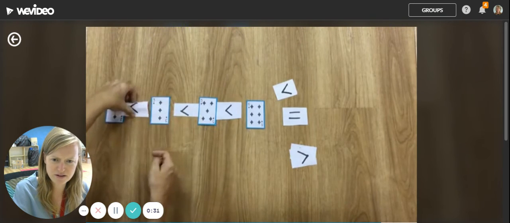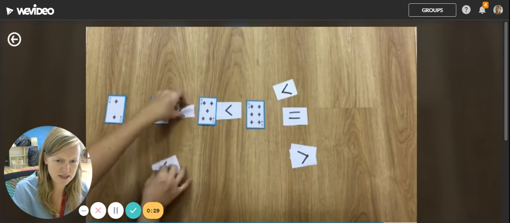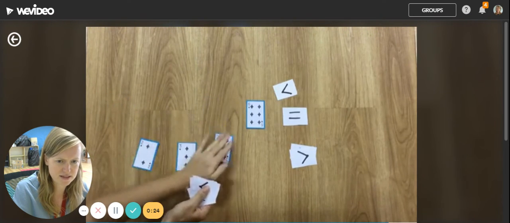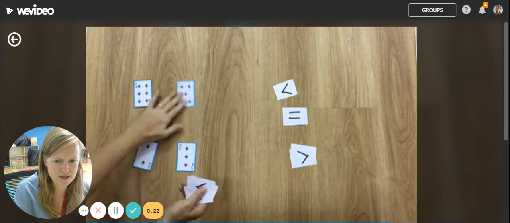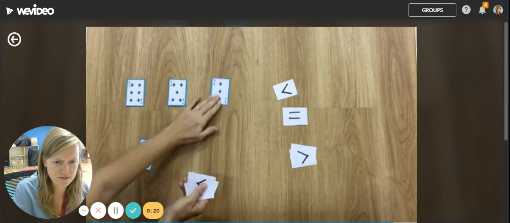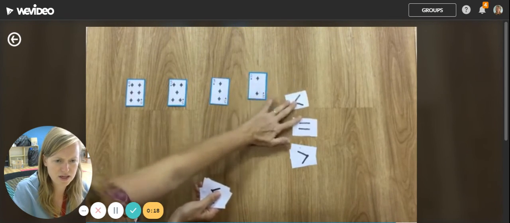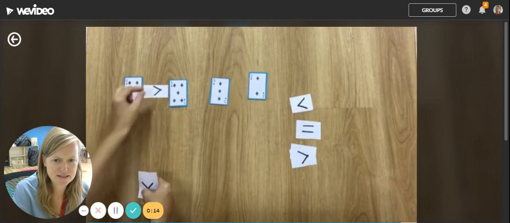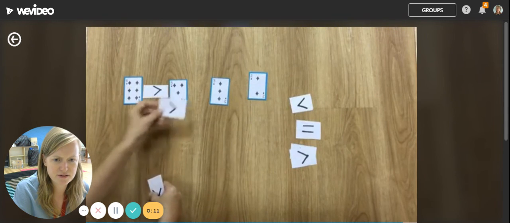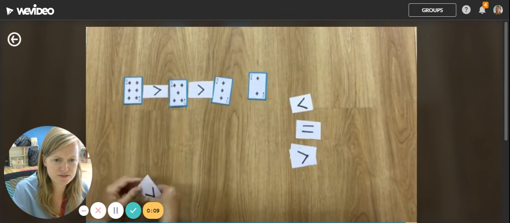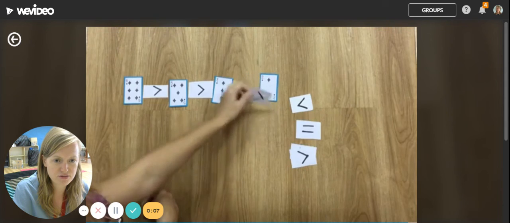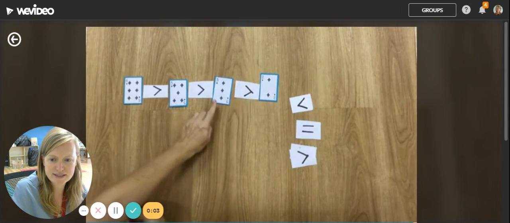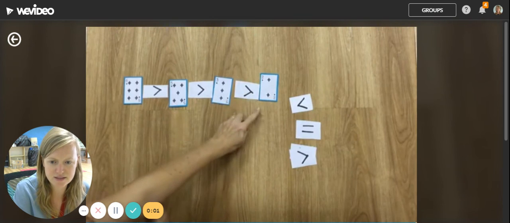Can we do it the other way around? Can we put them in descending order? Let's see. Okay, we're going to start with the biggest number, 6, 5, 3, and 2. And now we need to use the greater than symbol. 6 is greater than 5. 5 is greater than 3, and 3 is greater than 2. We have now put our numbers in descending order from biggest down to smallest.